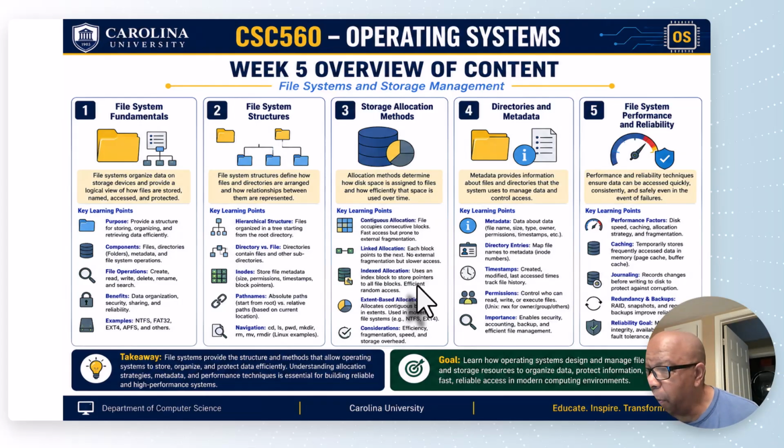So key learning points: metadata, data about file name, size, type, owner. Directory entries map file names to metadata. So that's basically a table that says here's my file name, where can I get information about the data or the characteristics of that file. That's in a directory of itself, a metadata file.